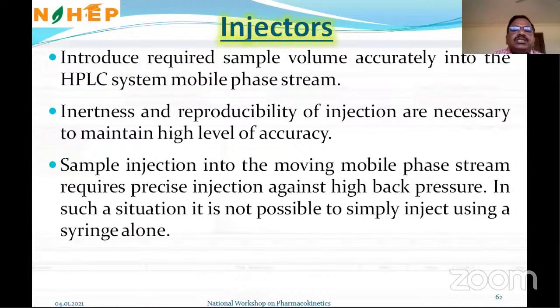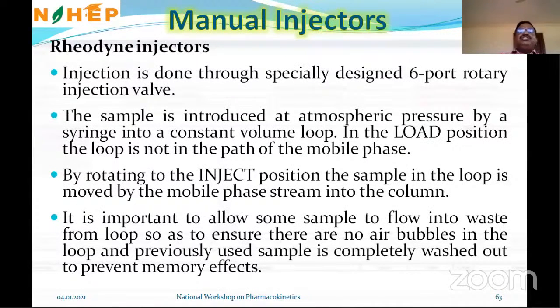This special device in manual injectors is a Rheodyne injector. Rheodyne is the company, and it is a patented one, so it is the only injector available. Injection is done through a specially designed 6-port rotary injection valve. Here the sample is introduced at atmospheric pressure by a syringe into the constant volume loop. In the load position, the loop is not in the path of the mobile phase. Once the loop is loaded, by rotating to the inject position, the sample in the loop is moved by the mobile phase stream into the column.